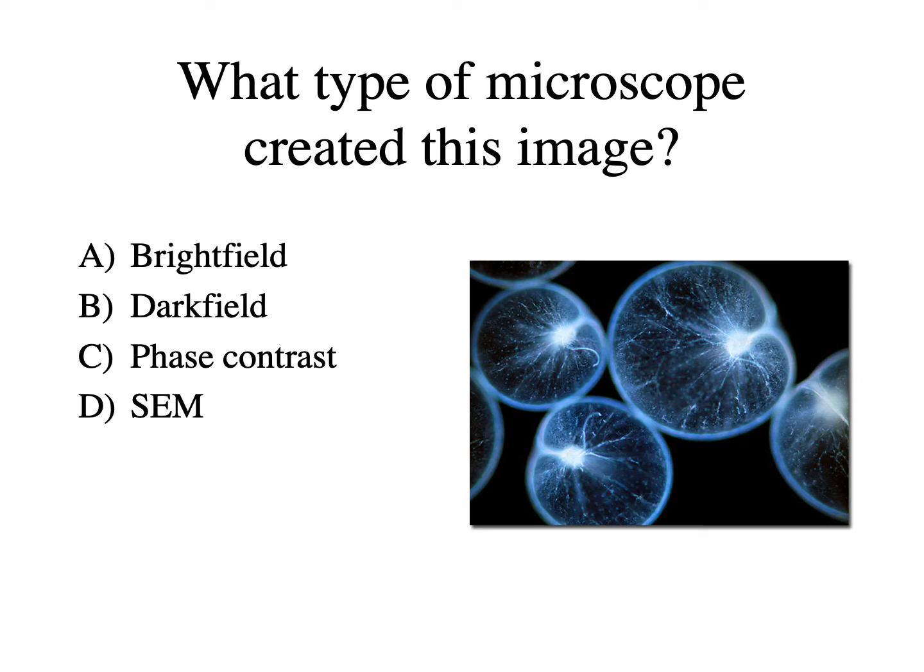Today we're going to talk about Chapter 3, but first let's do a few review questions. What type of microscope created this image? A. Bright field, B. Dark field, C. Phase contrast, or D. SEM, scanning electron microscopy? The answer is B. Dark field. You could see that the image is bright against a dark background.